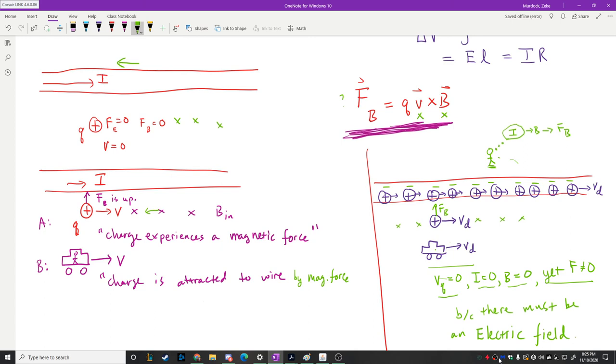There must be an electric field. After all, that's the only thing that can possibly be doing it. There must be some kind of an electric field. Where does it come from? I don't know. You gotta take physics 1D to figure out where it comes from. But the idea here is that it's possible that in one frame of reference, you observe a magnetic field, and in another frame of reference, you observe an electric field. Right? Because the general equation for forces is force is equal to Q times E plus V cross B.